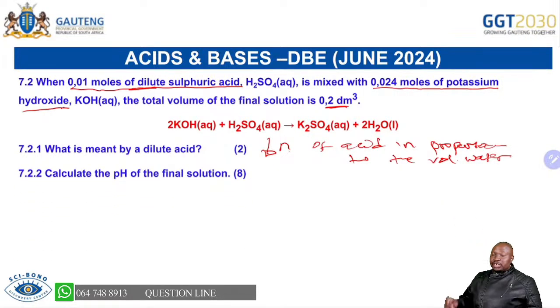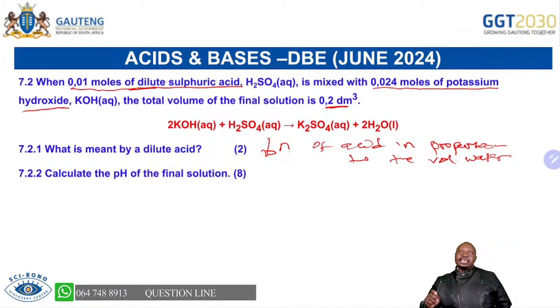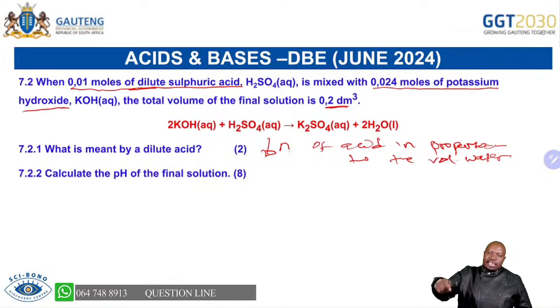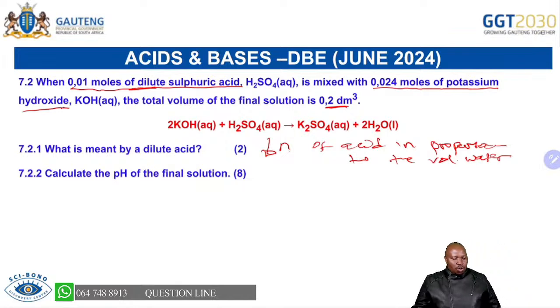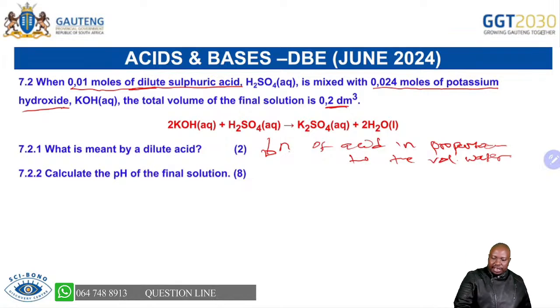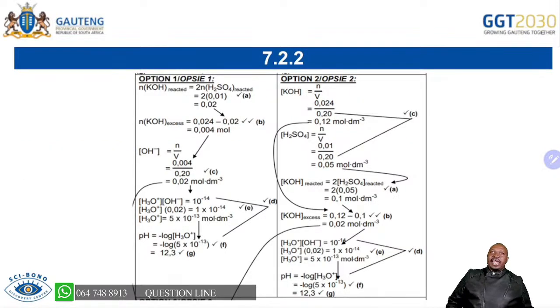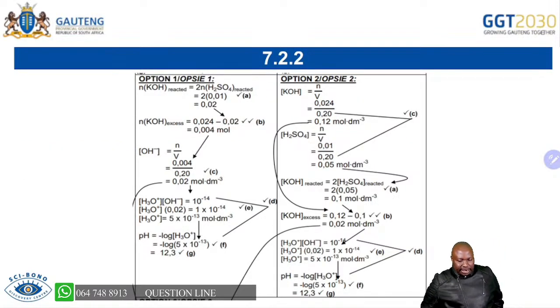Calculate the pH of the final solution. You can see now, again, we're saying of the final solution. So you can't just take a calculator and say pH equals minus log. No, there is some working out to do. Remember, initially you were given 0.01 moles of dilute sulfuric acid mixed with 0.024 moles of potassium hydroxide, and the total volume was that one. So this is what you were given, and this is the expectation that is expected of you.